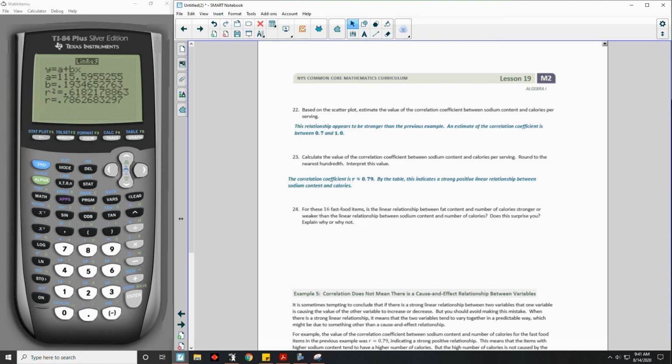Does that surprise you, is what the question's asking. The linear relationship is stronger for the sodium content and calories. So the answers will vary as to whether or not this would surprise a student. It is anticipated that many students would think that fat was more strongly correlated to the number of calories. A summary to help explain this is provided in the next example.